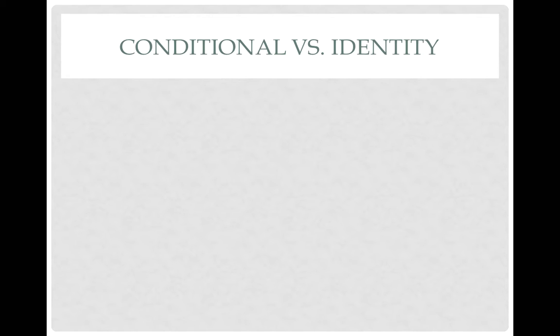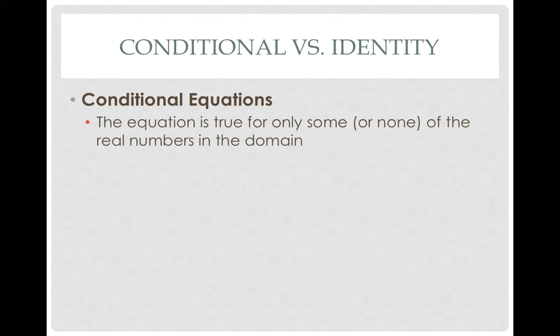And this idea is the difference between a conditional statement versus an identity. A conditional statement means it works for a single case or some cases, whereas an identity means it works for every case. So let's get an example here. And the actual definition: a conditional equation is an equation that is true for only some or none of the real numbers in the domain.